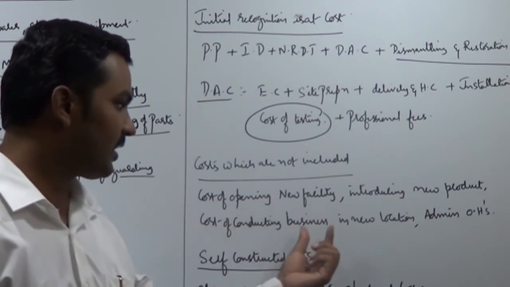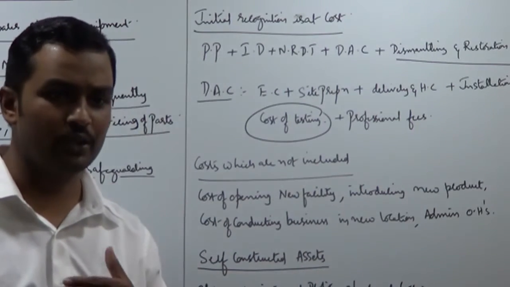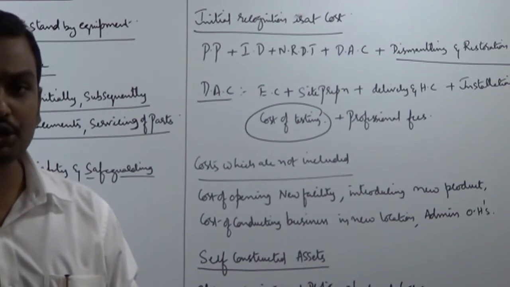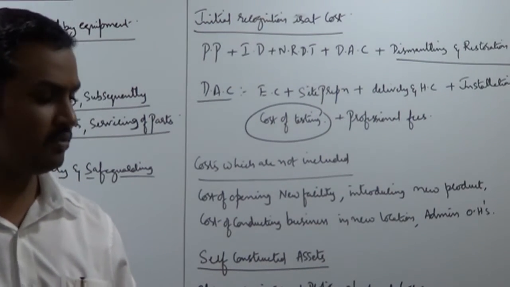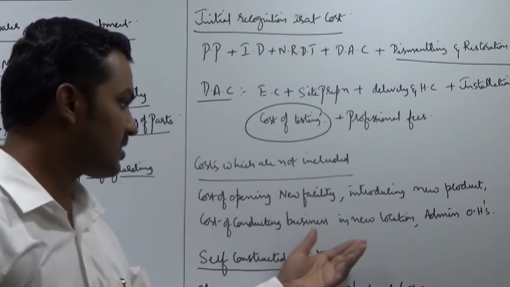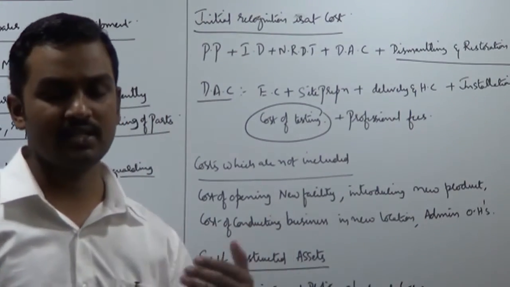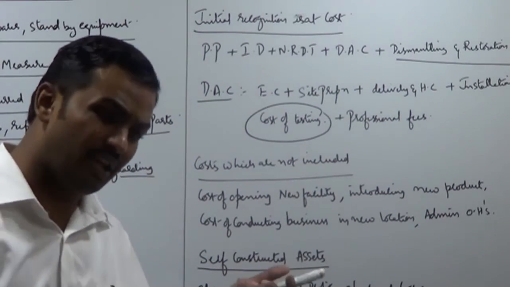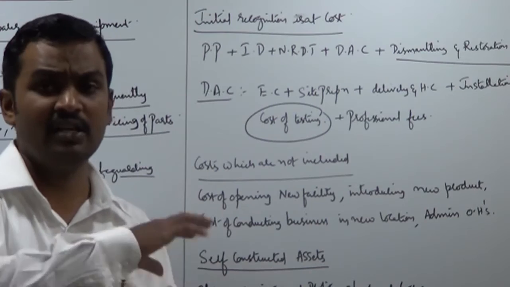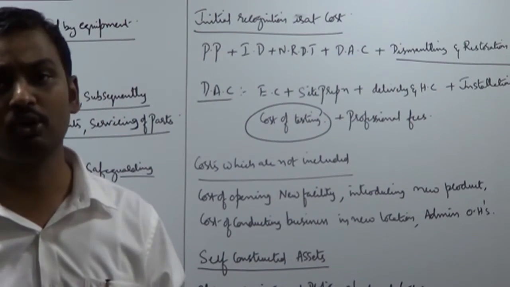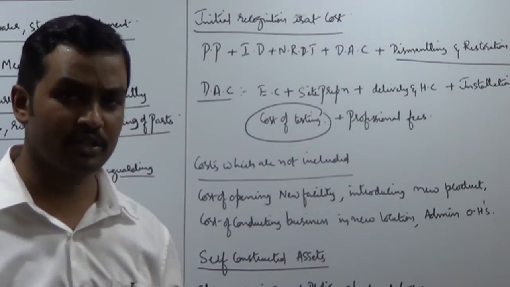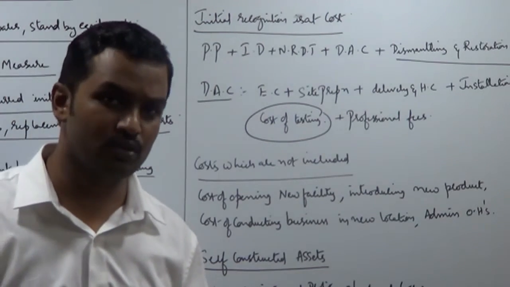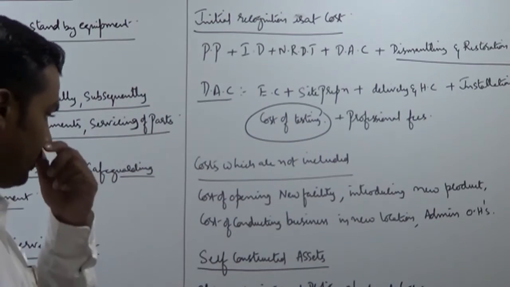Next, cost of conducting business in a new location. You have started doing business in a new location and you are incurring advertisement and promotion expenditure to do business in that new location. In such a case also we are not going to add such costs. Administration overheads: if the administration activity has not contributed in bringing the asset to its present location and condition, such administration overheads are also not going to be included within the cost at which the asset has to be incorporated in our books of accounts. So there are certain items which are not going to be included.